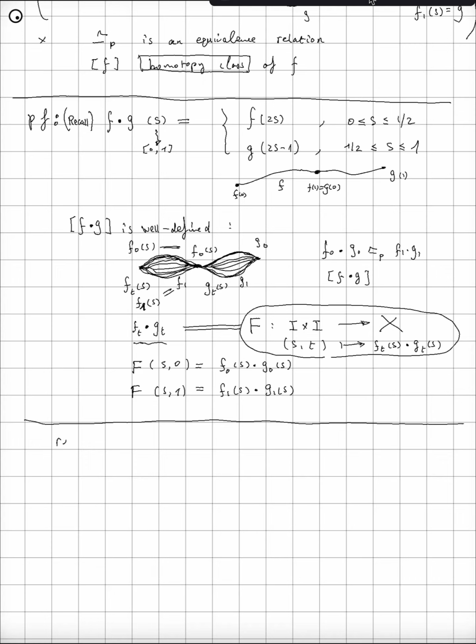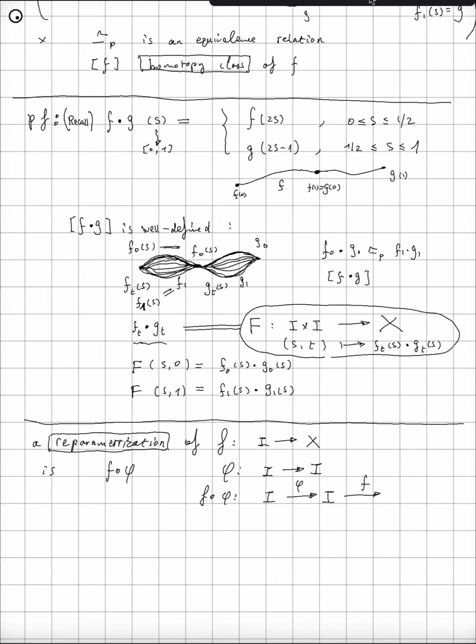So firstly, a reparametrization of a path f, again a continuous map from I to X, is a composition of f with some continuous map phi from I to I. So which means that we define a new path, firstly applying this continuous phi, still a map from I to I, and then we apply our previous f from I to X. So let's show that this gives you the same homotopy class, so the reparametrization doesn't change homotopy class.